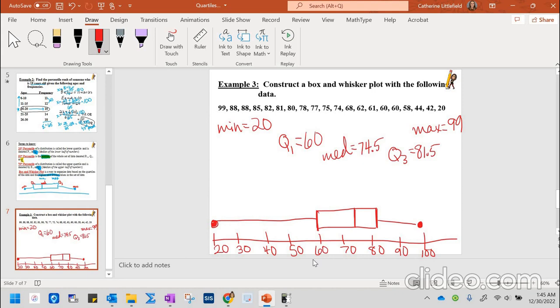So we can use percentiles and percentile ranks, that Q1, Q2, Q3, to create box and whisker plots. And then obviously we can just find a percentile using those formulas that we did at the beginning of the lesson.